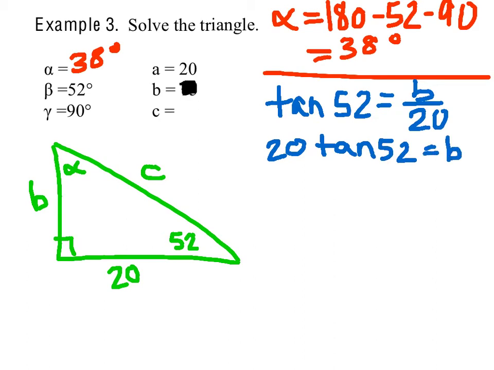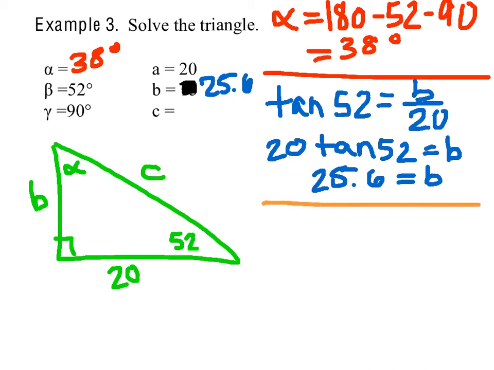So that means you're just going to enter that straight into your calculator like you see it there, and you should get 25.6. So b is 25.6. Once we have b, notice now we have two sides. You can use the Pythagorean theorem if you would like.